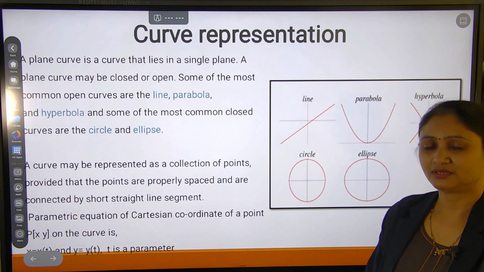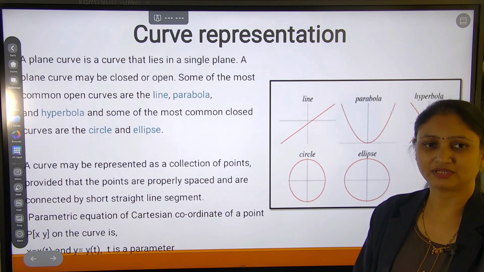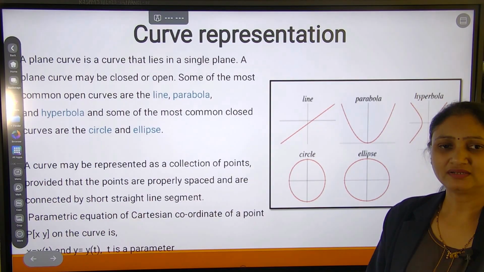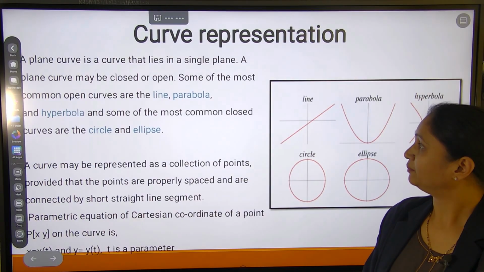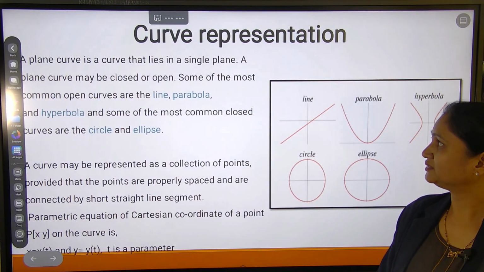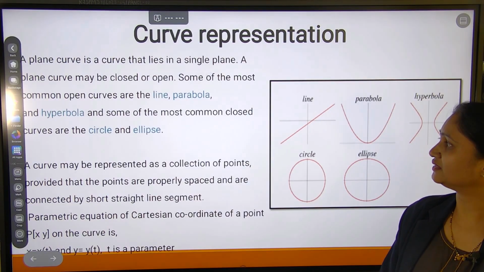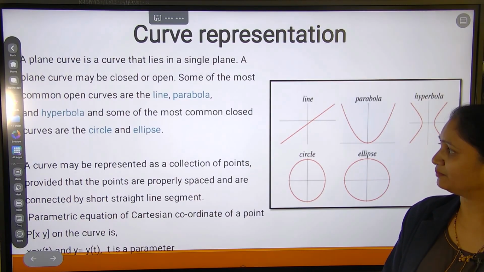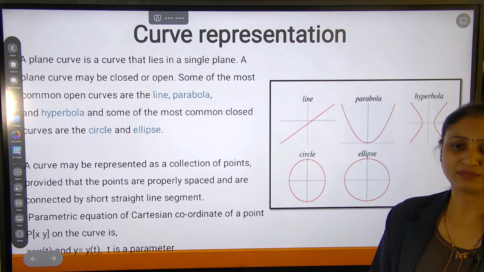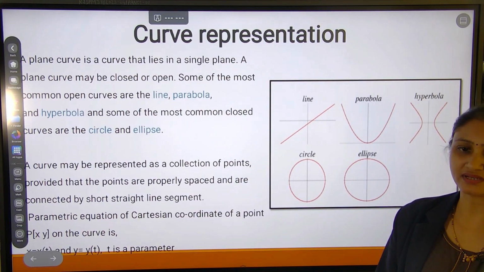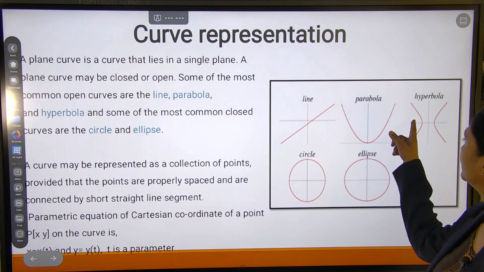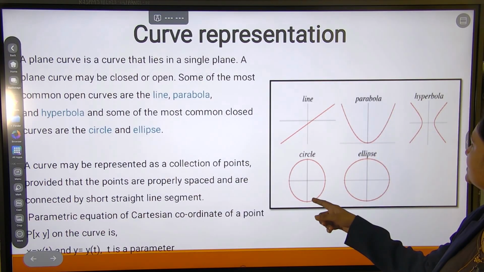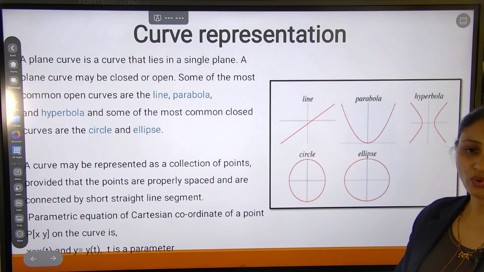The next topic is curve representation. A plane curve is a curve that lies in a single plane. A plane curve may be closed or open. Some of the most common open curves are the line, parabola and hyperbola, and some of the most common closed curves are the circle and ellipse. In this figure you can see that line, parabola and hyperbola are the open curves, and the circle and ellipse are the closed curves.